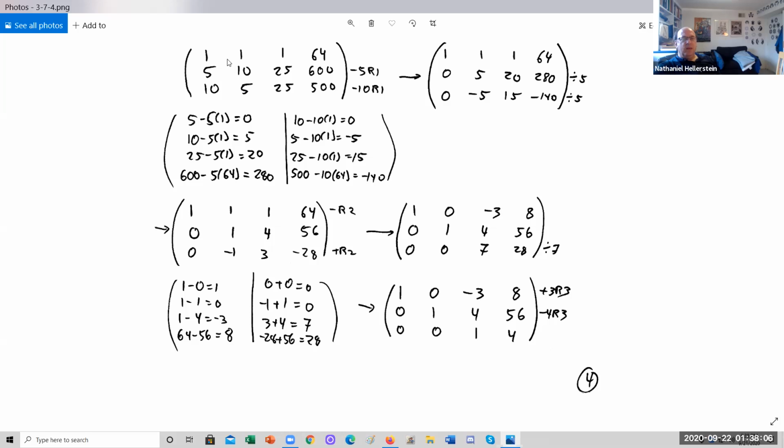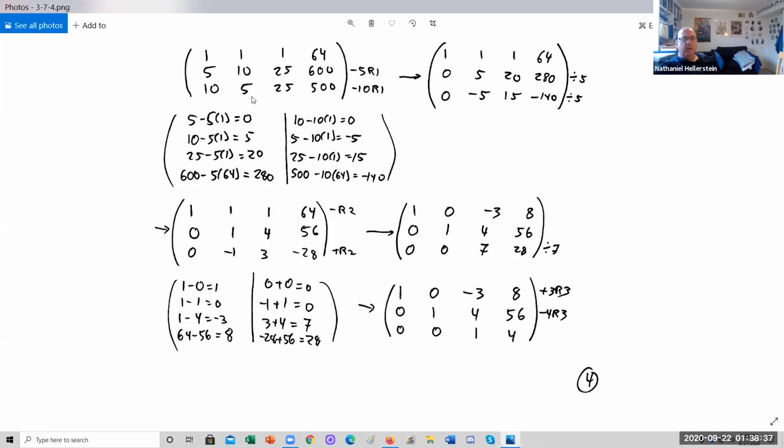And let's see. Well, first row is still 1, 1, 1, 64. Second row, 5 minus 5 times 1 is a 0. 0 here. 10 minus 5 times 1 is a 5 here. 25 minus 5 times 1 is a 20 here. And 600 minus 5 times 64, that's 280. So 280 here.